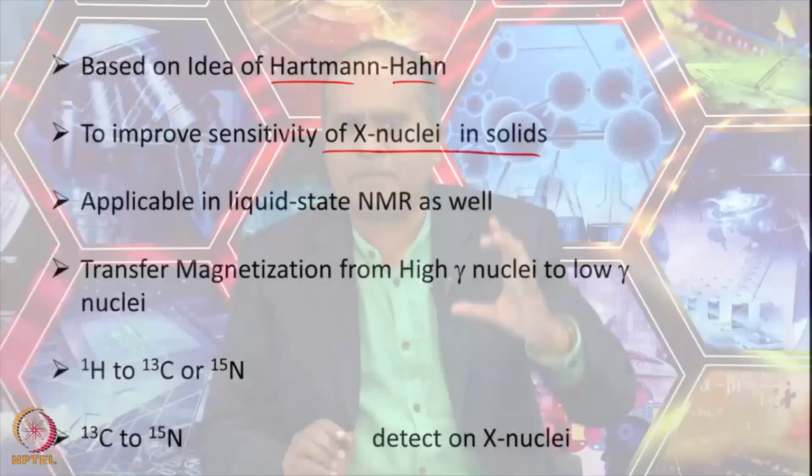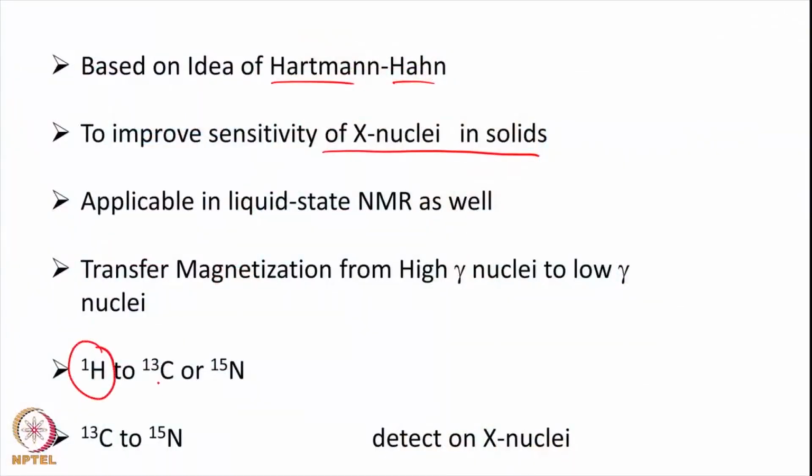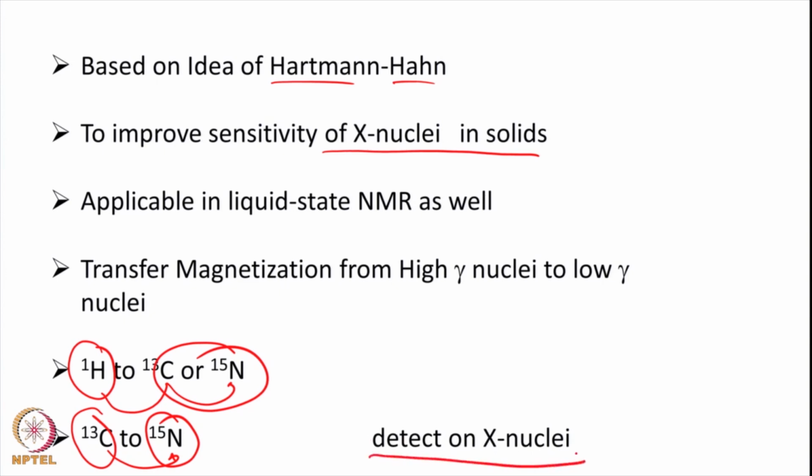So, the crux of the matter is we want to transfer the magnetization from high gamma nuclei to low gamma nuclei. That means high gamma nuclei such as proton to carbon 13 or nitrogen 15, or carbon 13 to nitrogen 15, and this transfer will enhance the sensitivity or signal of the low gamma nuclei. We need to detect on X nuclei in solid, that is why we need to transfer it, to enhance the sensitivity.